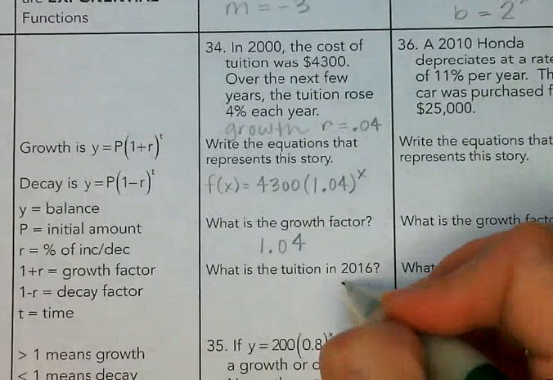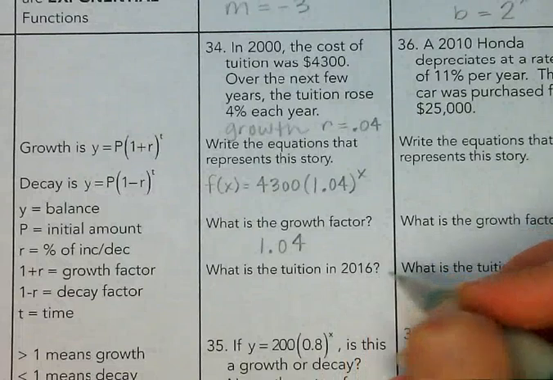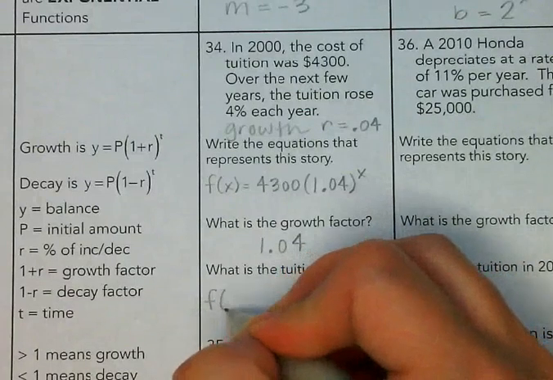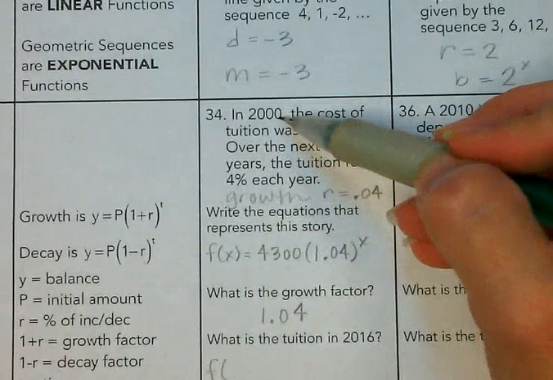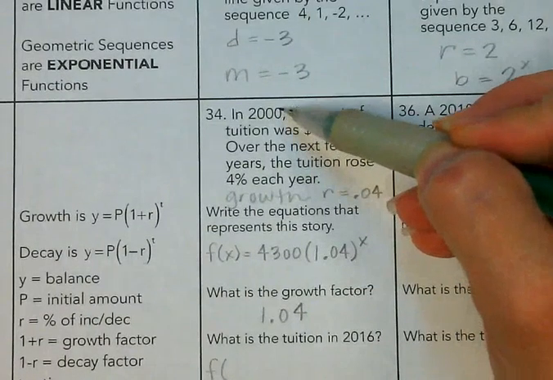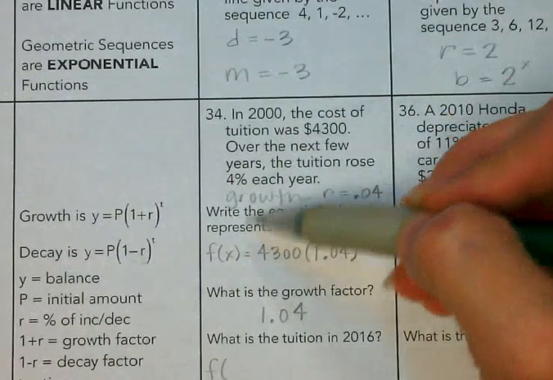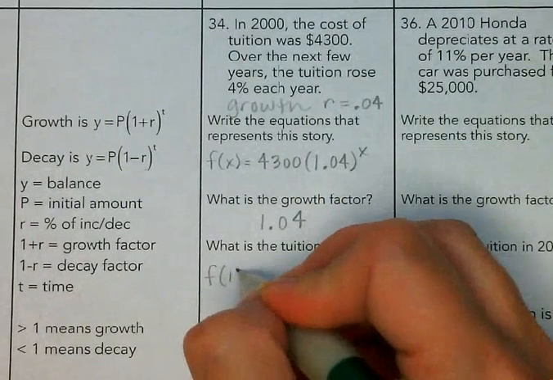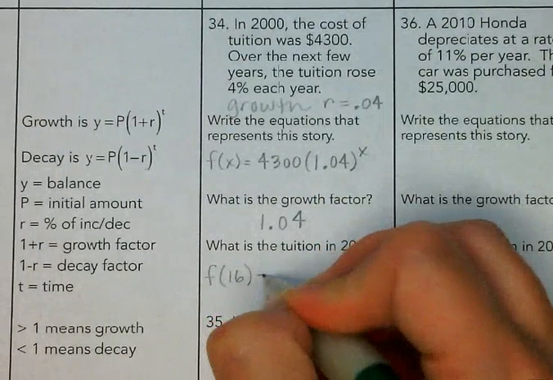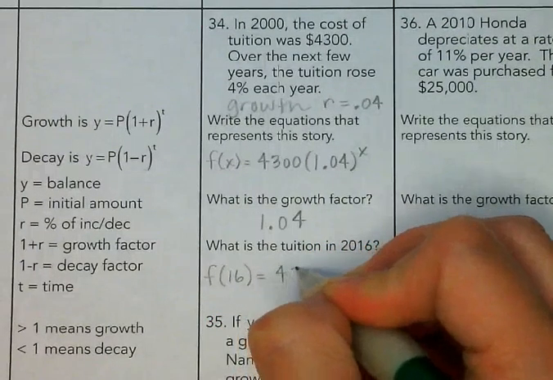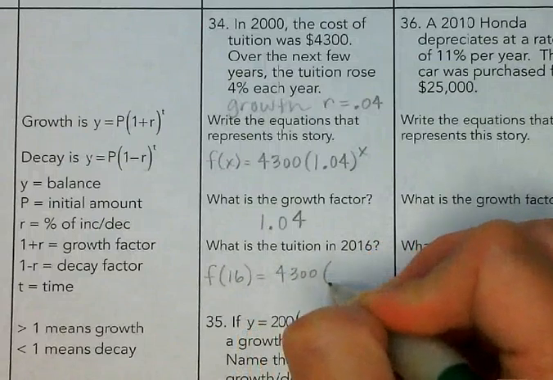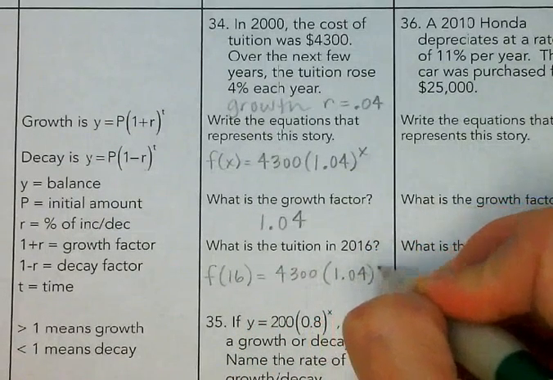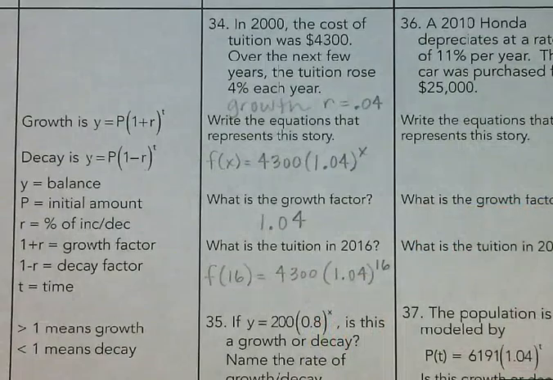So what was the tuition in 2016? All right, so what that means is that if this was the year 2000, I'm going to think of that as being 0. And for this, since it's 2016, I need to fill in a 16. So I'm going to use my calculator to multiply 4,300 times 1.04 to the 16th.